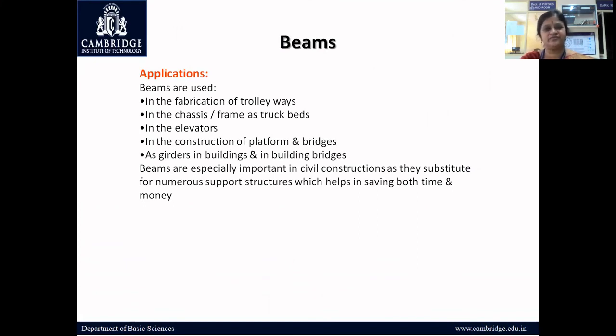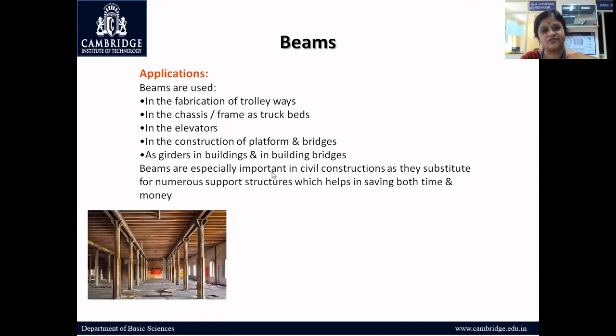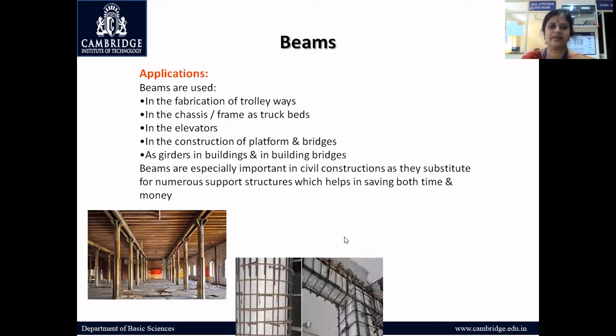So applications of beams are: beams are used in the fabrication of trolleyways, in the chassis frame as truck beds, in the elevators, in the construction of platforms and bridges, as girders in buildings and bridges. Wherever you are sitting, that room is made up of beams. It may be of any kind of beam. Beams are especially important in civil constructions as they substitute for numerous support structures, which helps in saving both time and money.